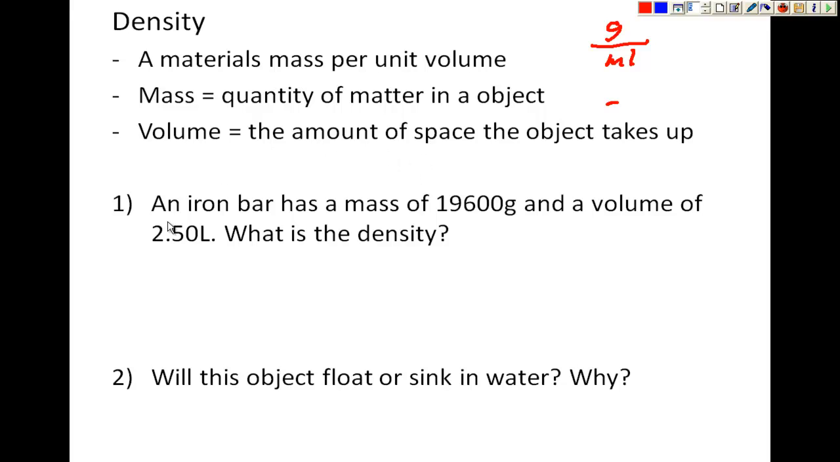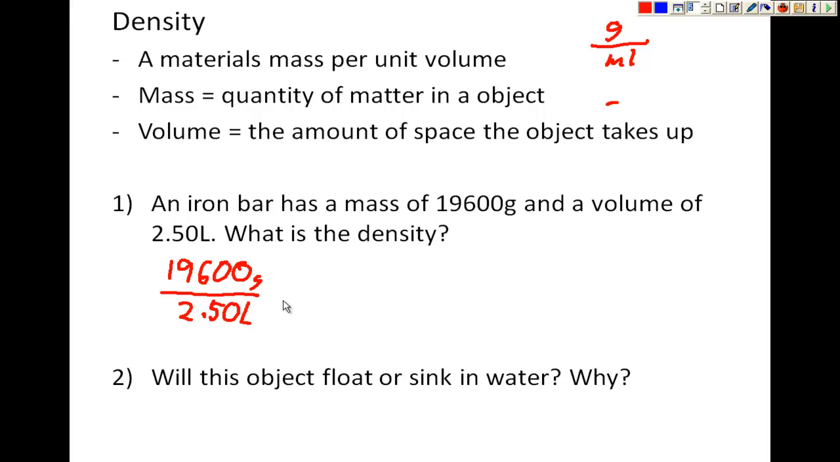So let's take a look at this one right here. An iron bar has a mass of 19,600 grams and a volume of 2.50 liters. What is the density of this thing? We're going to answer this question in grams per milliliter. So we're given grams per liter, so we're going to write down 19,600 grams over 2.50 liters.